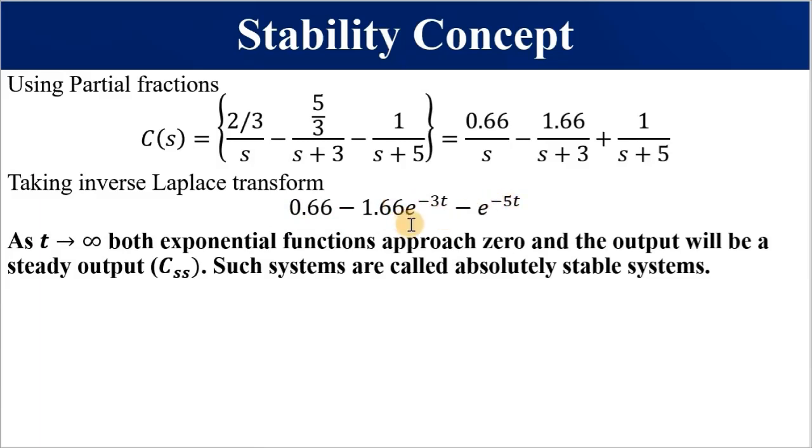And guys, take note that this is decaying, this is decaying, and we are saying as t approaches infinity, our system response must approach the steady state, which is called c_ss. So both exponential functions approach 0, and the output will be a steady output, which is equal to this, and such a system is called an absolutely stable system.